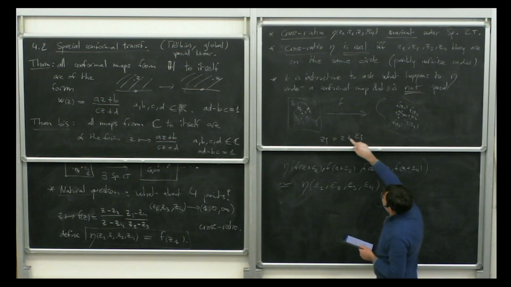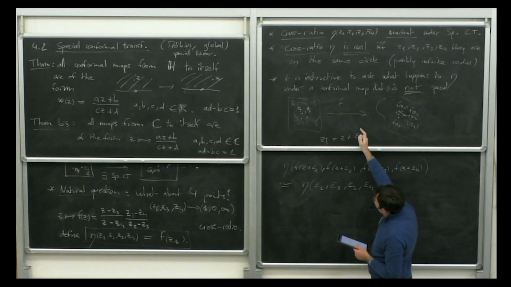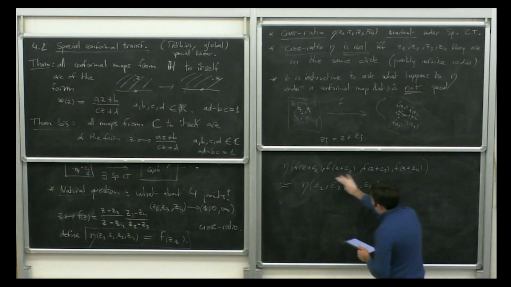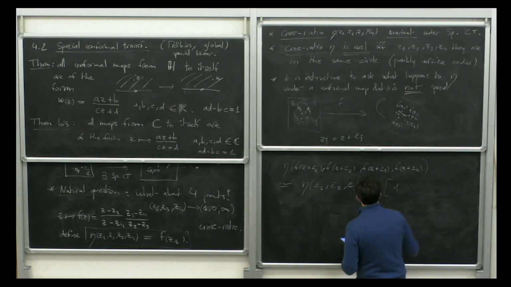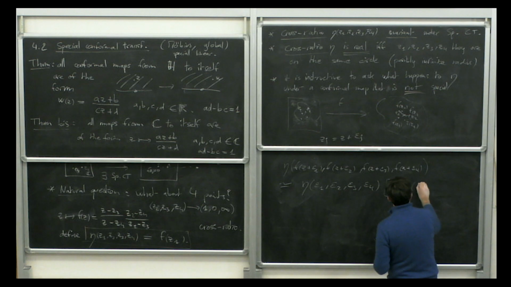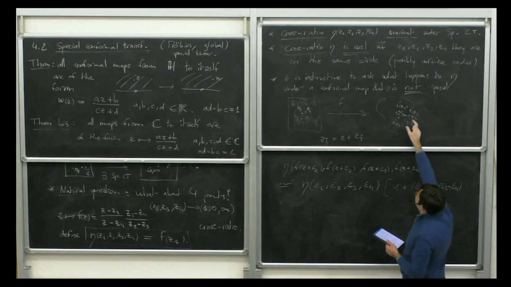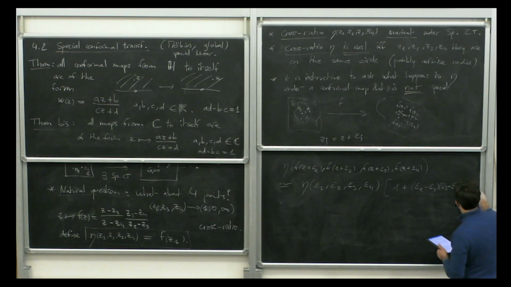But if this map here is not a special conformal transformation, then the cross ratio does not need to be exactly invariant. So this is true only to leading order, and if you look at the corrections, then there's some quantity that appears. Okay, so it's subleading, of order epsilon squared. So epsilon 1 minus epsilon 2 times epsilon 3 minus epsilon 4. That's order epsilon squared, if epsilon is the mean length of these things. And then there is a coefficient here that appears.